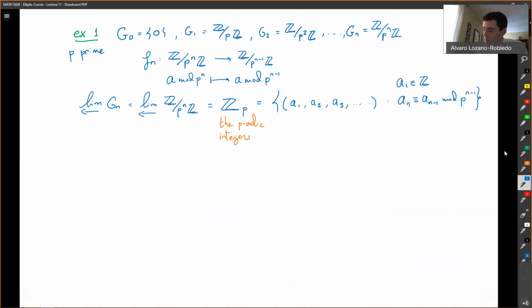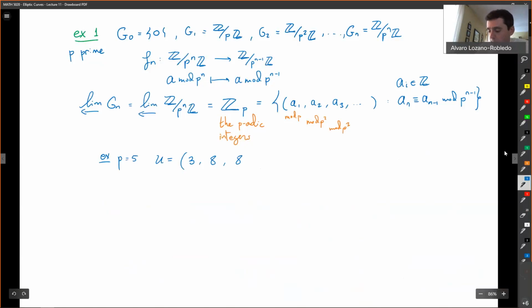They are coherent. So this is the condition modulo p, the condition modulo p squared, condition modulo p cubed, but they have to be congruent. So for example, if p is 5, here is a p-adic integer. I'm going to call it u. I can write 3, 8, 133, 3,258, etc. This is the beginning of a 5-adic expansion.